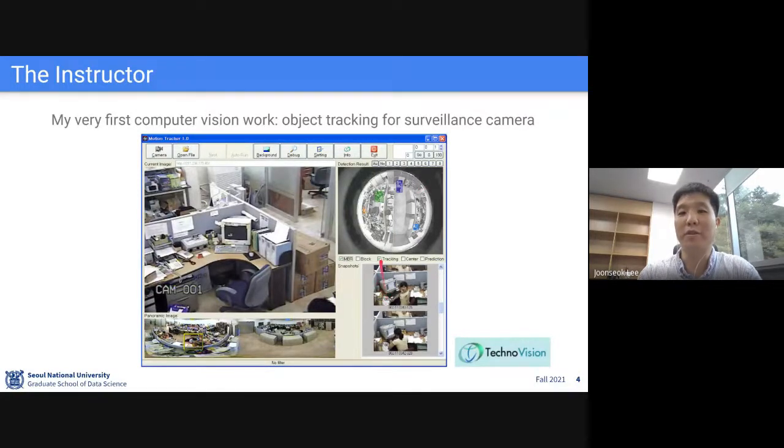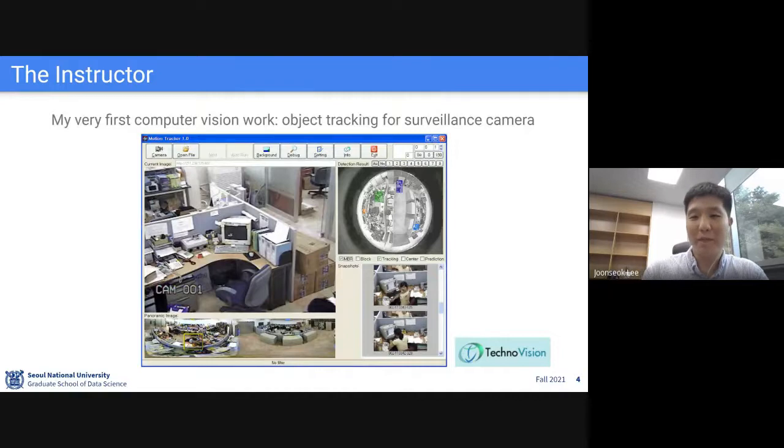This was done in 2006, so it's already like 15 years ago. I used very, very simple techniques for this, but surprisingly it worked really well. Since that project, I got interested in computer vision, even though I didn't use any AI or very sophisticated machine learning techniques at that time. But it was really fun to work on. So I remember this project as a really good experience for me.